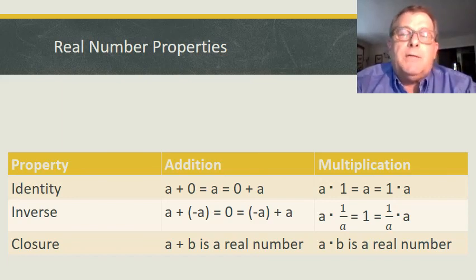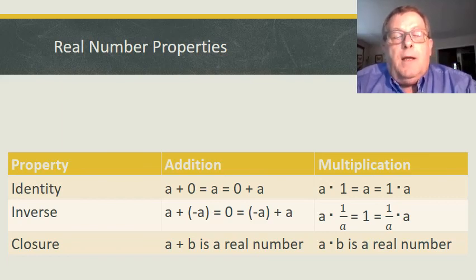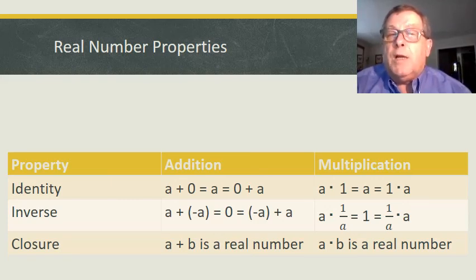And then lastly, we look at the closure property for both addition and multiplication. For the additive closure property, if any two real numbers are added together, their sum is going to be another real number. A plus B is a real number. As well as the multiplicative closure property, any two real numbers multiplied by each other, their product will also be a real number. It's thrilling, isn't it?